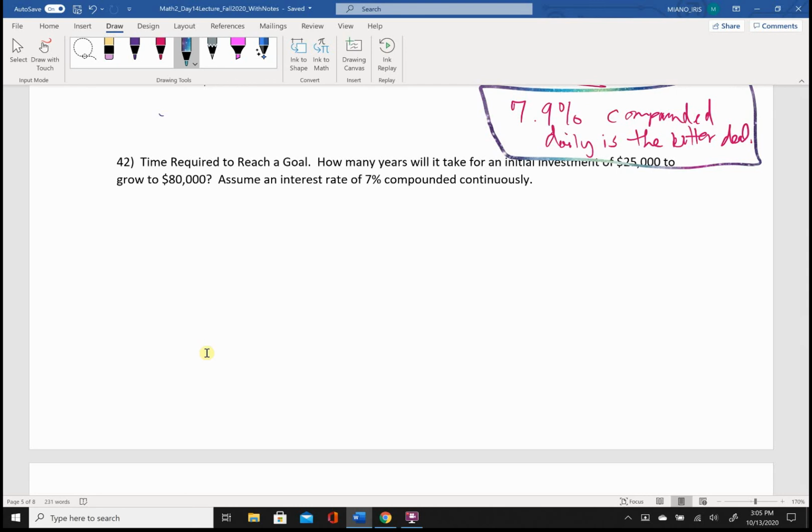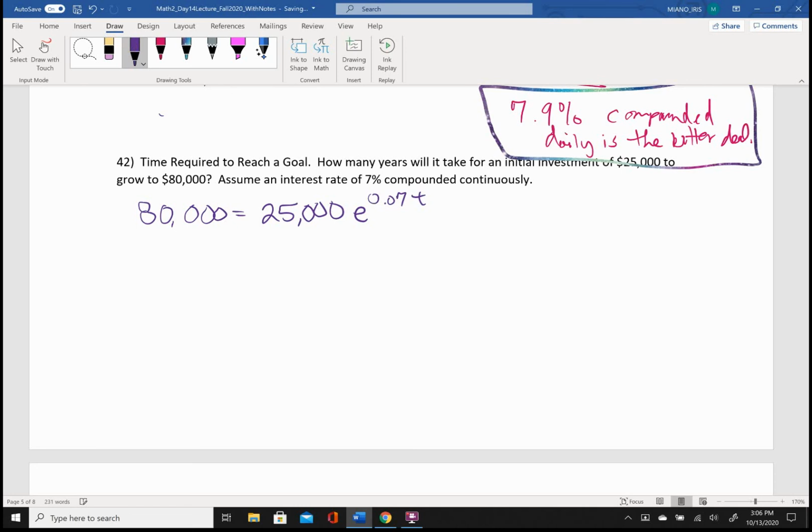So the continuously bit tells us which formula we're going to use. We're going to use the PERT formula, and we know how much it's supposed to end up being. That'll be the 80,000. So that's the amount, and the principal was 25,000, right? And that'll be multiplied by e to the r, 7%, 0.07 t. The t is going to be the unknown.